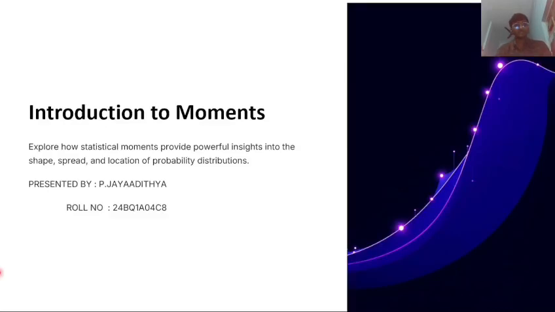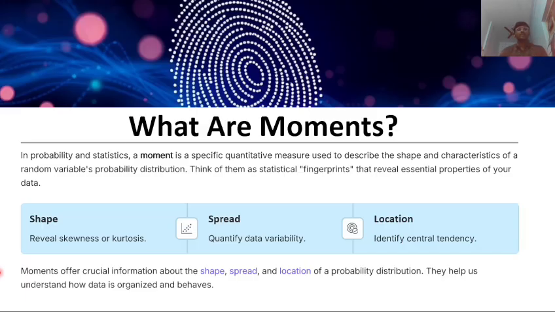Today's topic is about moments: how moments help in statistics, probability and the probability density function. What are moments? Moments are specific quantitative measures used to describe the shape and characteristics of a random variable in the probability density function. They give essential information about the data. They give the shape, spread and the location. Moments give crucial information about the shape, spread and location of the probability density function. It helps us to understand data and their behavior.